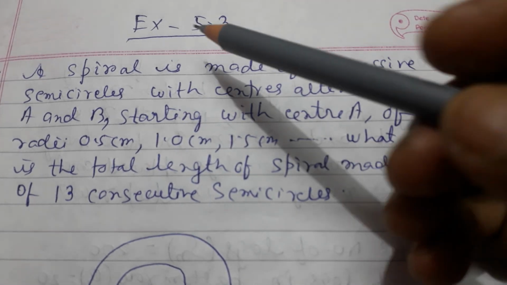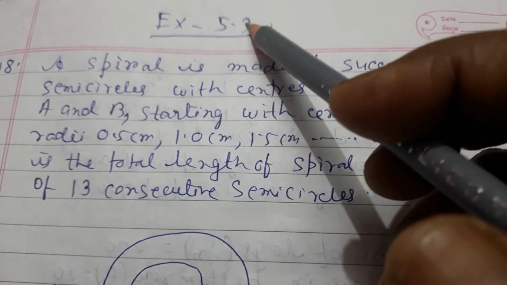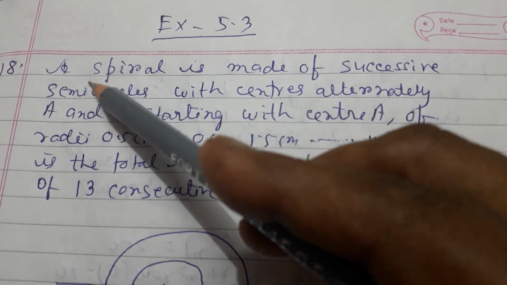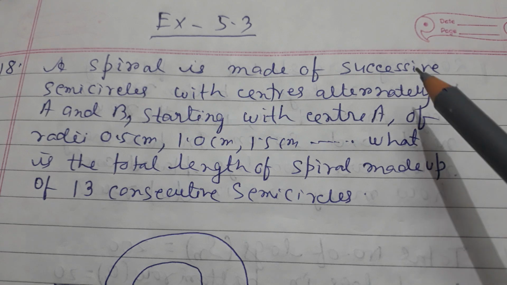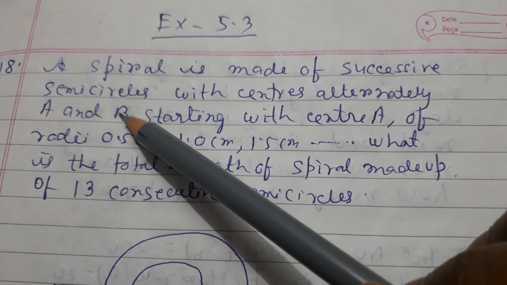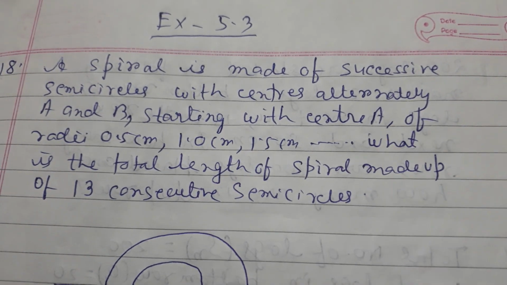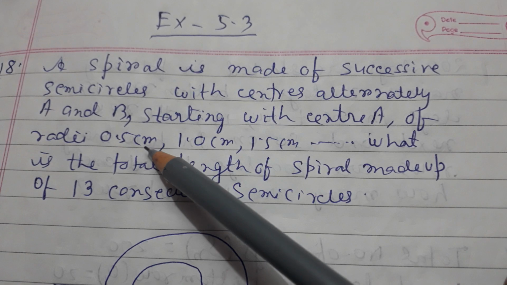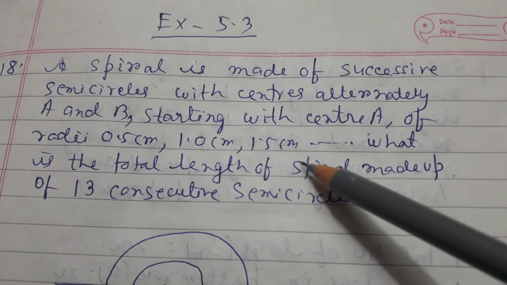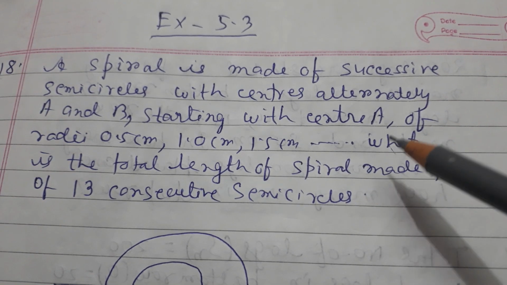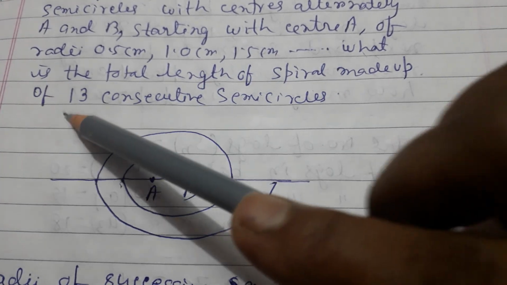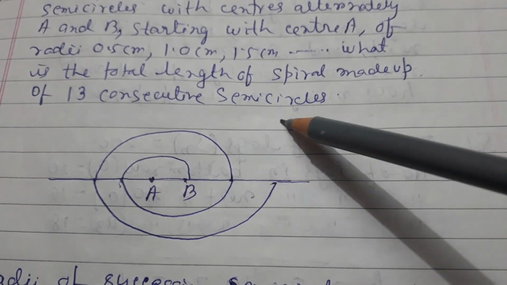Today I shall start exercise 5.3 question number 18. Now listen to the question at first. A spiral is made of successive semicircles with centers alternately A and B, starting with center A, of radii 0.5 cm, 1.0 cm, 1.5 cm and so on. Now, what is the total length of the spiral made up of 13 consecutive semicircles?